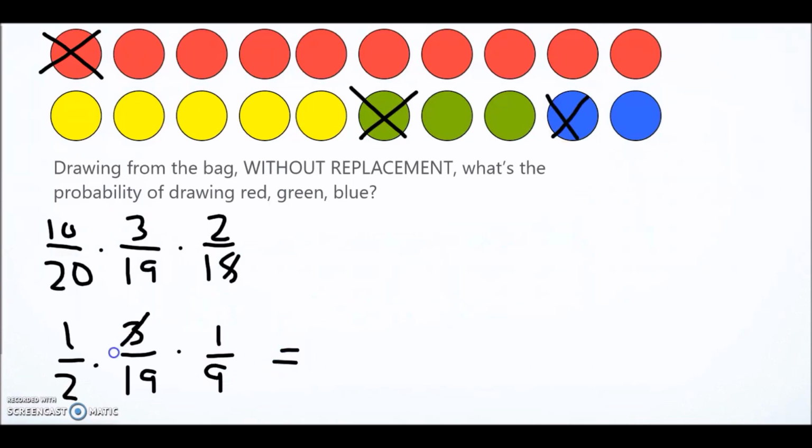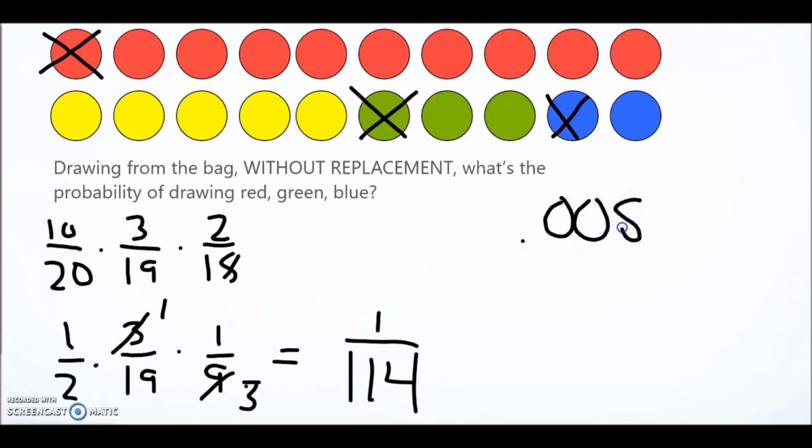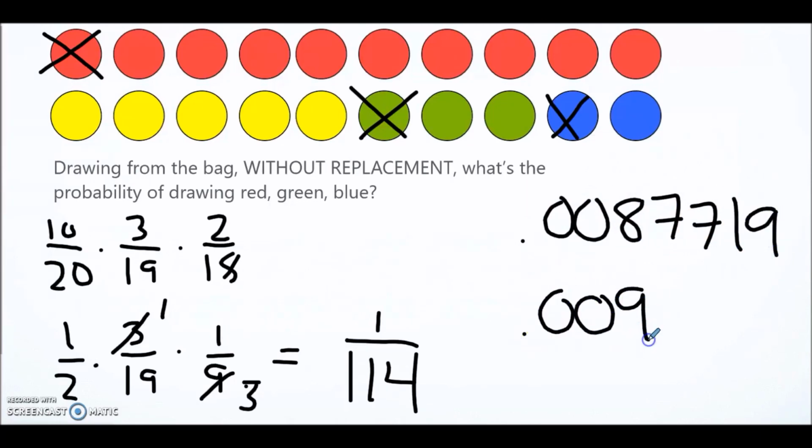Let's multiply. First we could reduce. 3 and 9 become 1 and 3. 1 times 1 times 1 is 1. 19 times 2 times 3, 114. If it asked us to make it a decimal, 0.008779, so 0.009, because the 7 makes the 8 round up. So again, without replacement, our denominator, our bottom number, keeps getting smaller because there's fewer and fewer things for us to choose from.